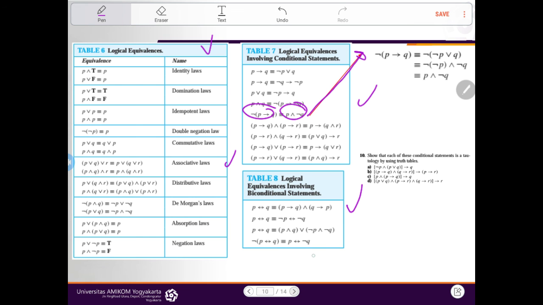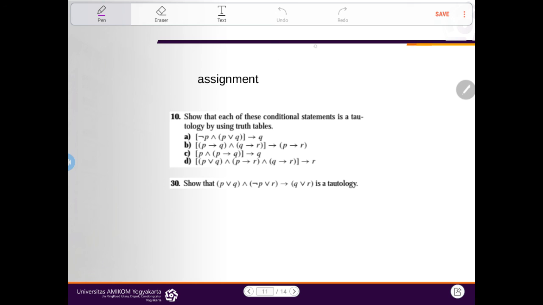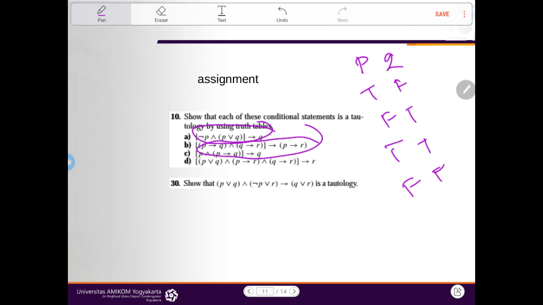And this is the assignment. You can use the truth table. Start with P and Q: true, false, true, false, and then you can check. You can arrange the answer of this, and you should prove that this is a tautology. I hope it's very clear, and we can discuss in detail in the synchronous lecture.